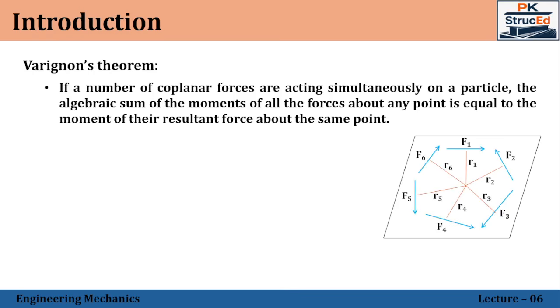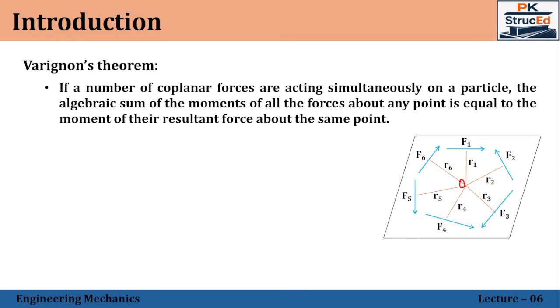Now look at the figure shown here. In this case, six forces, F1 to F6, are acting on a body, all with different magnitudes, different directions and different positions. Their perpendicular distances from the axes of the forces to a particular point, let it be considered as point O, are given as R1 to R6. We need to find not only the magnitude and the direction of the resultant, but also the position of the resultant, because all the forces are not concurrent.